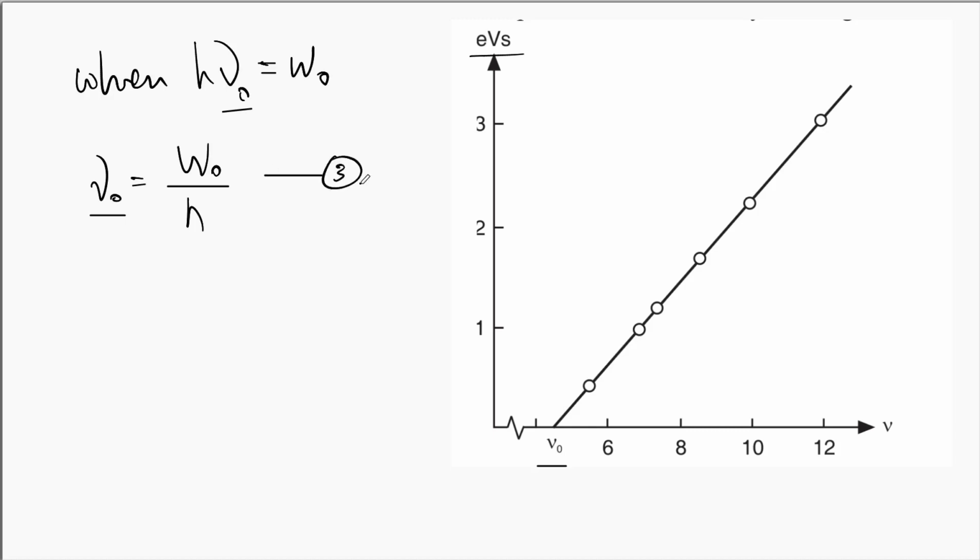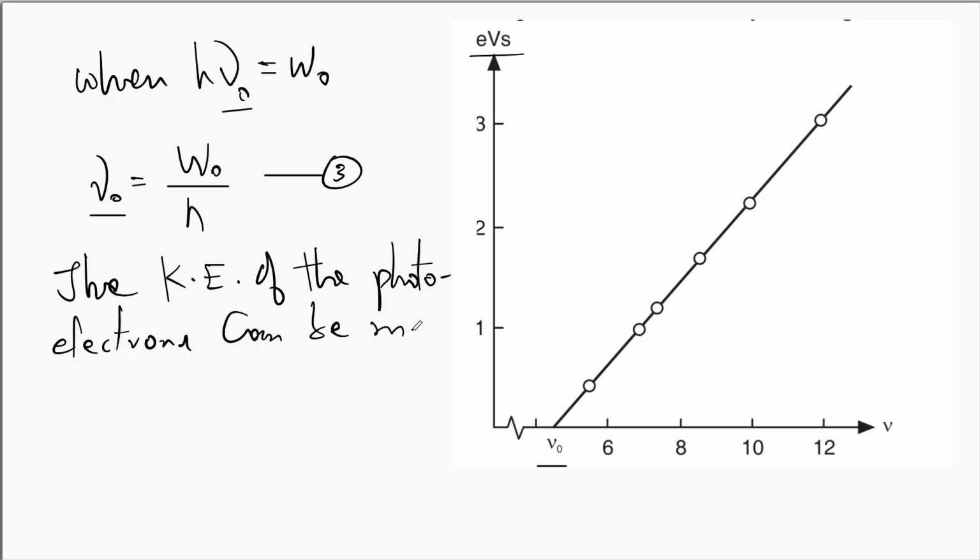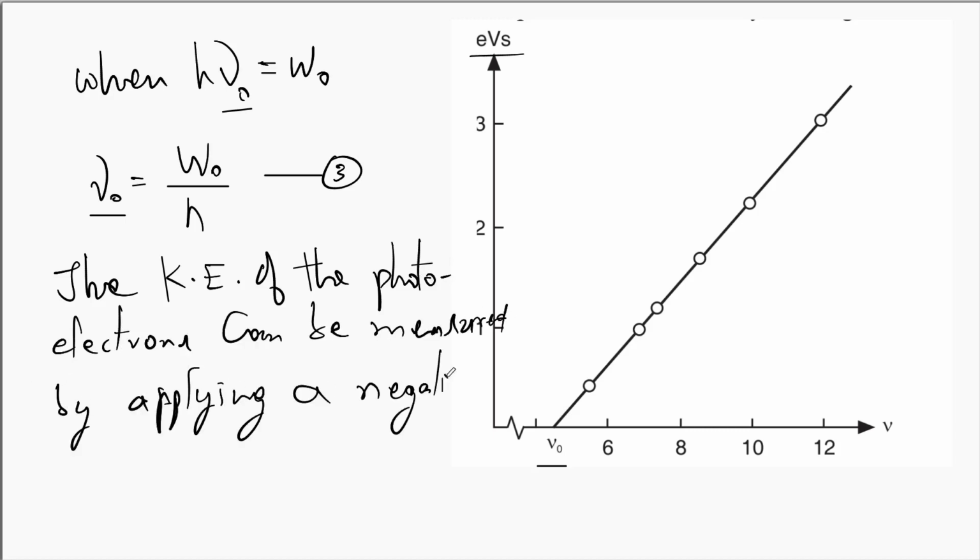This we call 3. The kinetic energy of the photoelectrons can be measured by subjecting them to a repelling electrostatic force. By giving a negative potential to the anode, one can establish a repelling electrostatic force within the discharge tube. The electrons ejected from the cathode are decelerated due to the negative potential as they travel towards the anode.